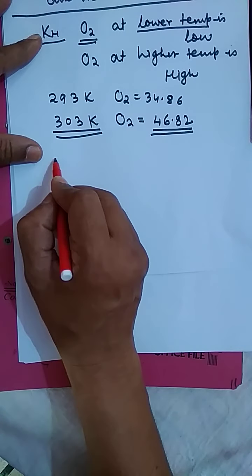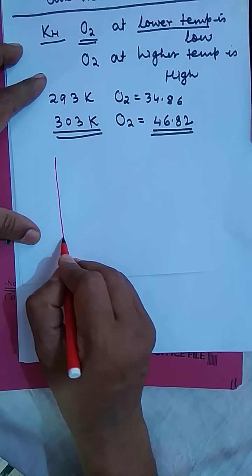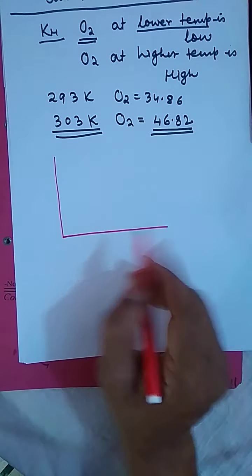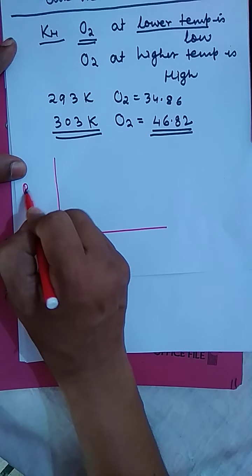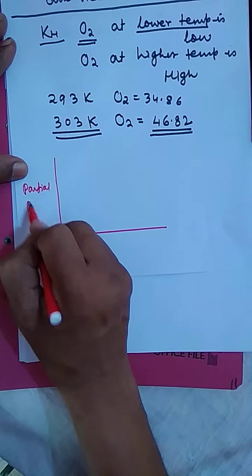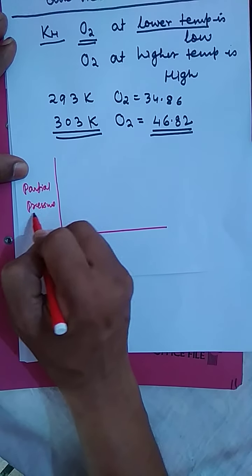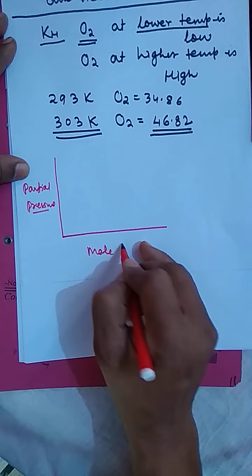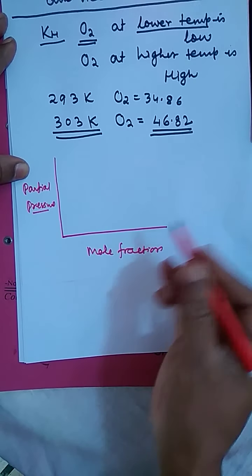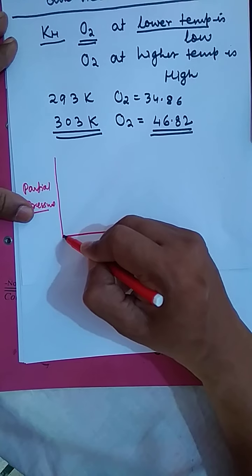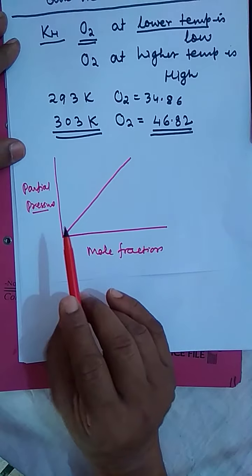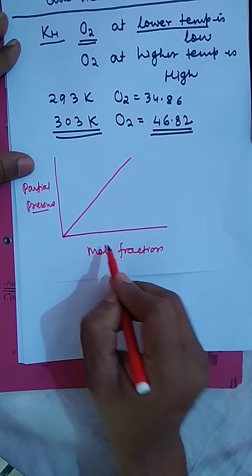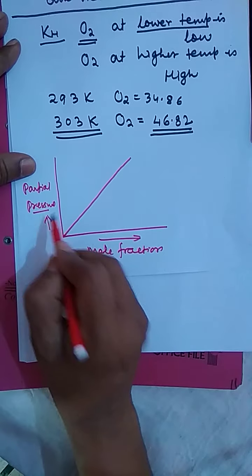Now we see the graph related to Henry's law. If you take two axes, this is the x-axis and y-axis, this is your partial pressure, and this is mole fraction. So definitely it is directly proportional, so the curve comes like that, it's a straight line. So the graph is plotted as partial pressure versus mole fraction, right?